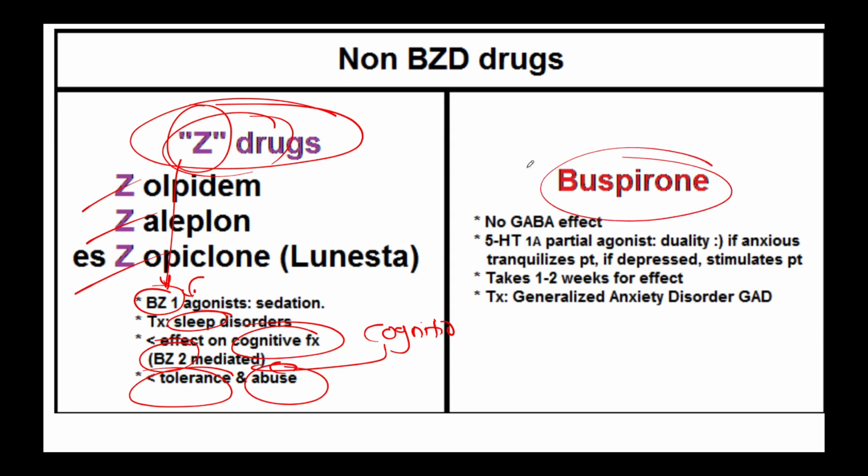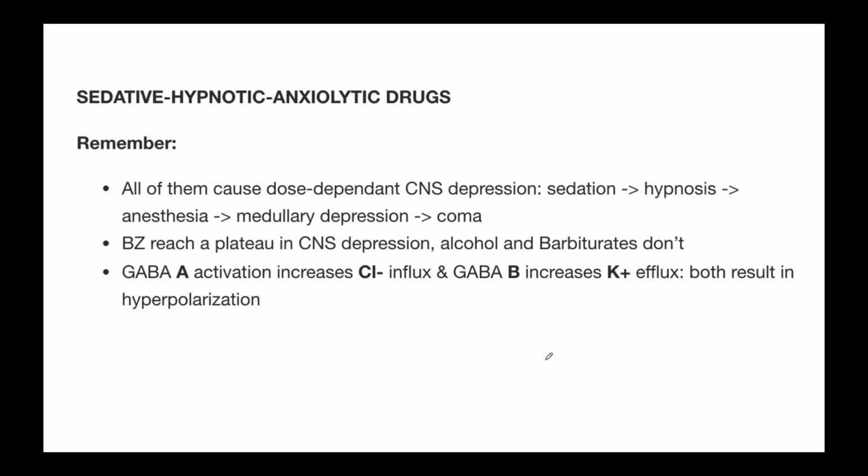Then buspirone, you should know everything about it. It has no GABA effect. It has a 5-HT1A partial agonistic activity. And it takes 1 to 2 weeks for it to show the effect. And it is used to treat the generalized anxiety disorder. That is the reason you need to remember buspirone.